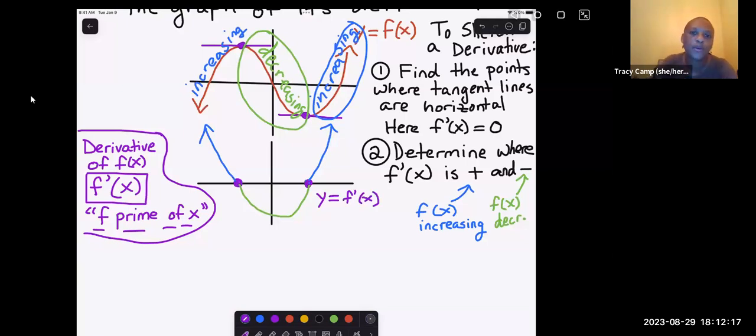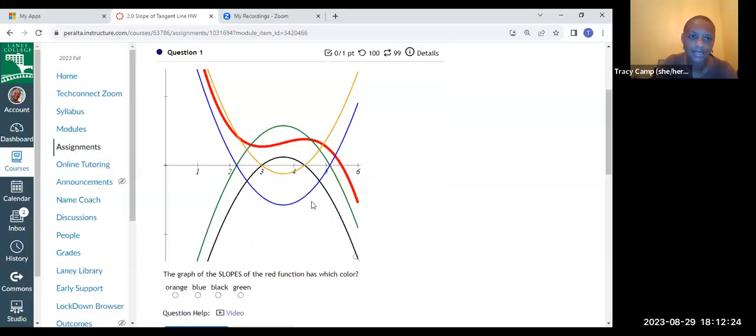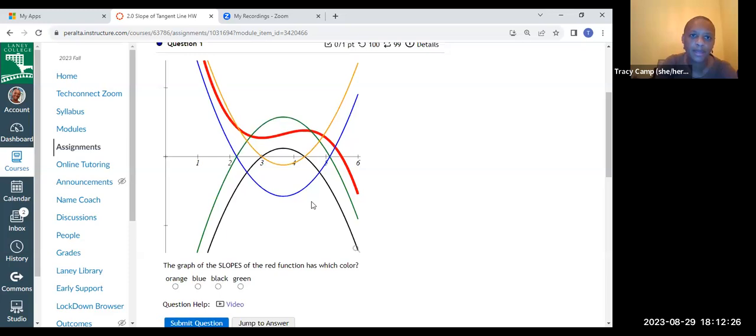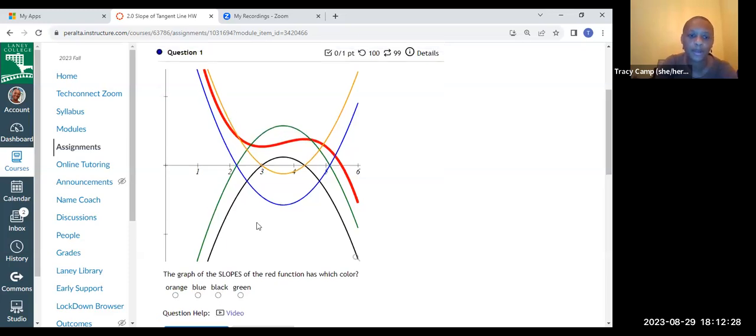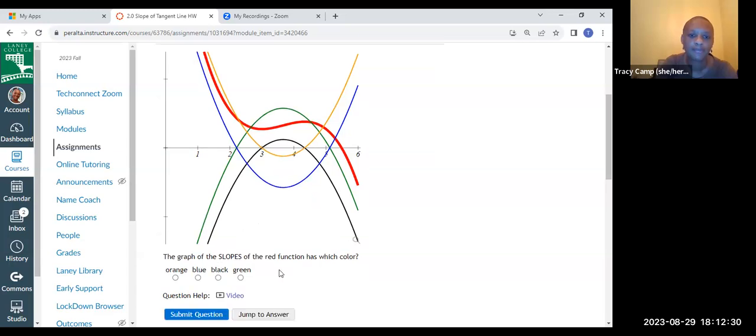Let's look at homework. Homework's actually faster because it's just multiple choice. Problem number 1 gives you this red curve, and it says the graph of the slopes of the red function has which color. So it's asking you for the graph of the derivative, because the slopes of the curve are the same thing as the derivative.